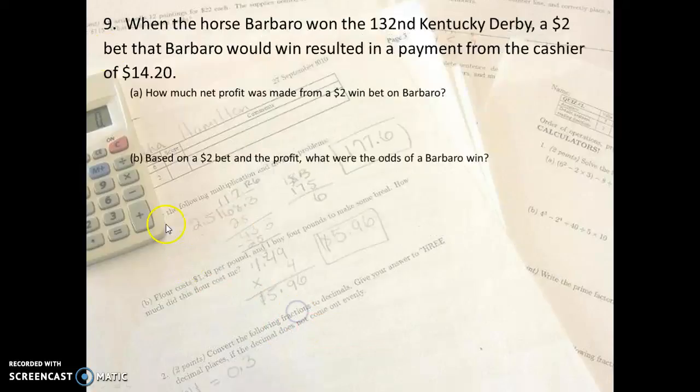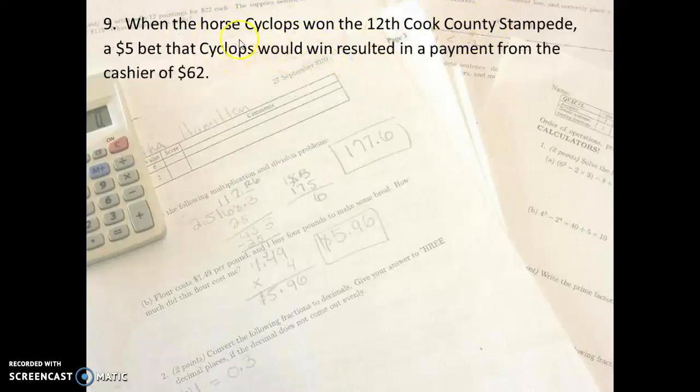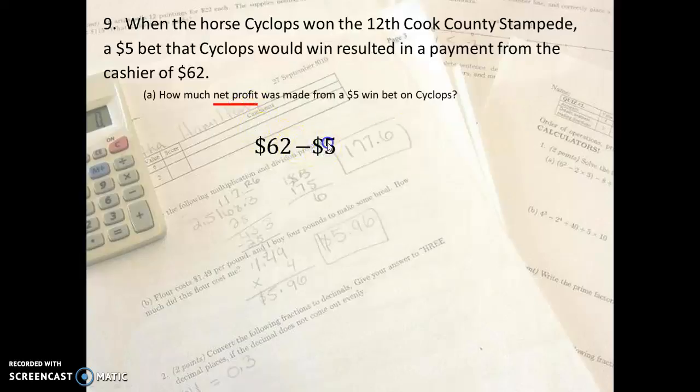And speaking of odds, question number 9. Now it's dealing in terms of money. I give you this thing about the Kentucky Derby. I'm making up some ridiculous numbers. All right, net profit. Net profit. Here's a little math hint. When you hear the word net, you got to think subtraction. Take the money coming in, subtract out the money I bet. There's your net profit. Net means subtract.